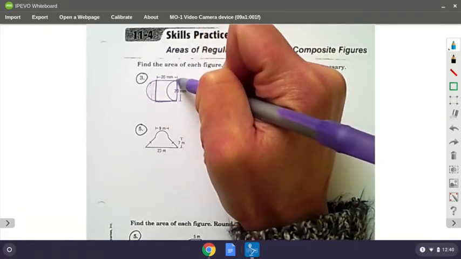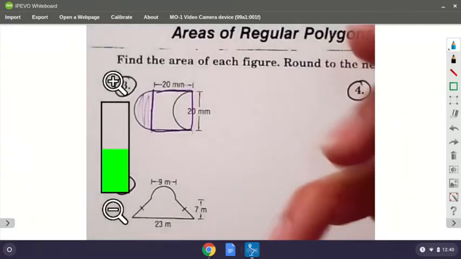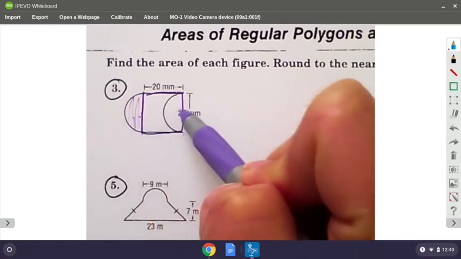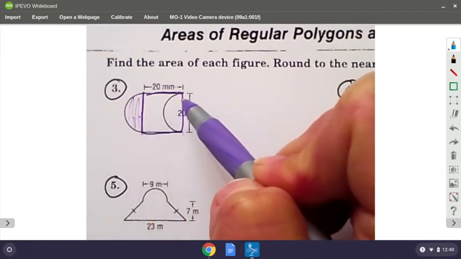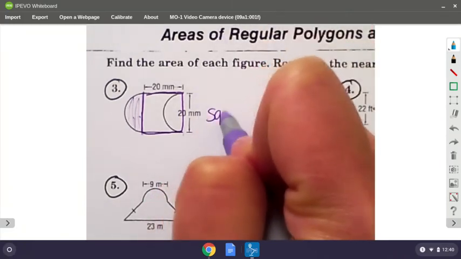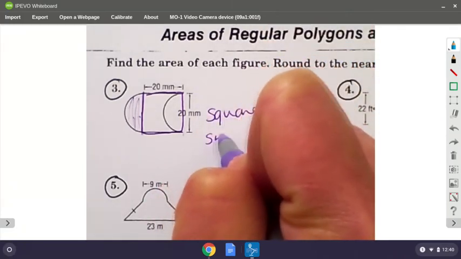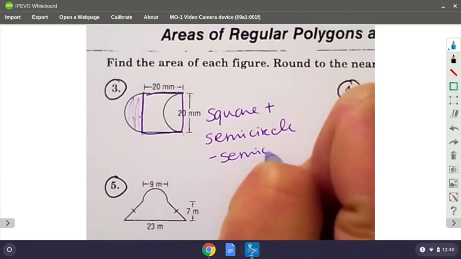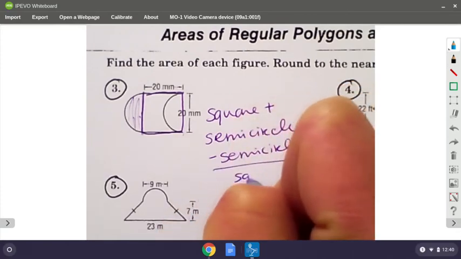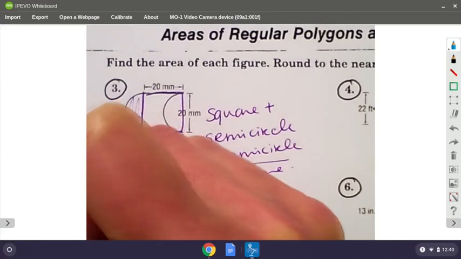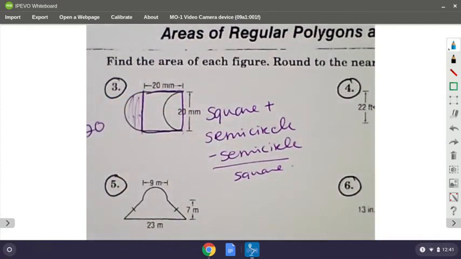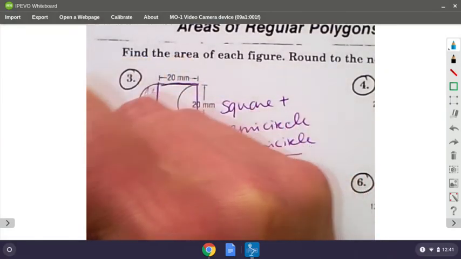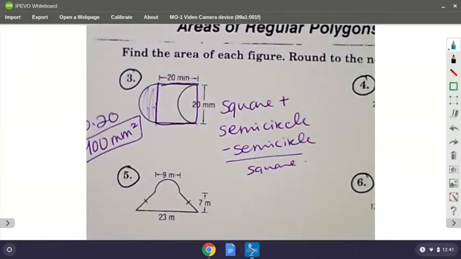Notice this is a square. So basically you could do the square plus the half a circle minus the half a circle, which will just cancel out. So this one you really just need the square, but I'll write it out anyway. So square plus the semicircle, but then we're subtracting the same semicircle, so it just turns out to be the square. So you would just do 20 times 20 for that one. That one's pretty easy, which is 400. And it's millimeters squared. Okay, so there's that one.